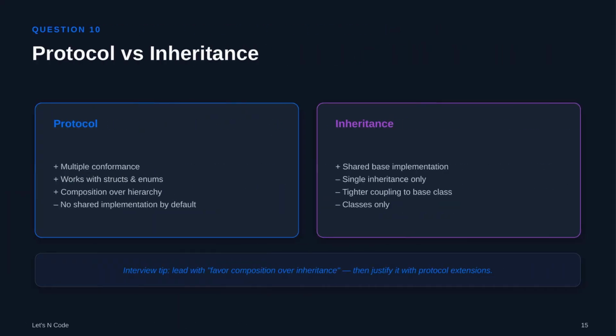Question 10. Protocol versus inheritance. Protocols give you multiple conformants, they work with structs and enums, not just classes, and they favor composition over a rigid hierarchy. Inheritance gives you shared implementation for free, but you only get one base class, and you're tightly coupled to it. Here's the interview tip. Lead with favor composition over inheritance, then back it up by explaining how protocol extensions give you shared implementation without the downsides of a class hierarchy.